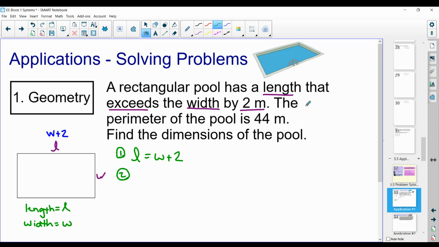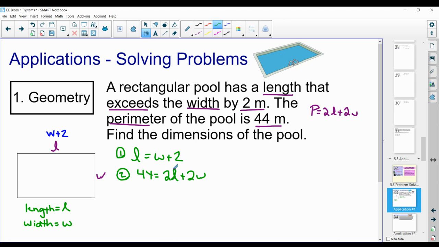It says the perimeter of the pool is 44 meters. So the perimeter is 44 meters. And if we're talking about perimeter, then we're using that formula, P equals 2L plus 2W. So again, this is the formula used in junior high, and you're going to have to remember it. So setting up that formula, our perimeter is 44. So we have 44 equals 2L plus 2W.